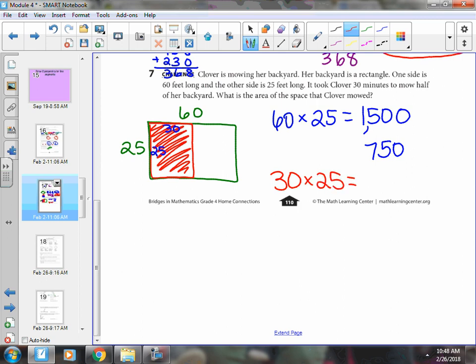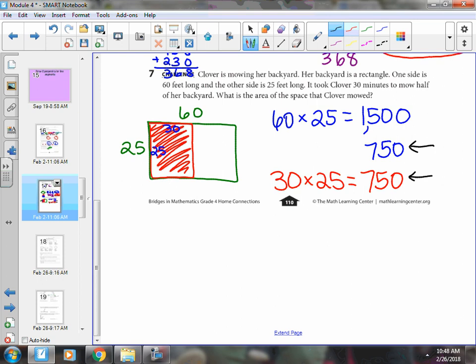So we're doing the exact same thing as what I did in blue, except now I don't have to cut it in half because I already cut it in half to begin with. 60 is a 30. Think 3 times 25. Think 3 quarters, right? 3 times 25 is 75. Add a 0. So either way, you get an answer of 750. So the area of the whole backyard is 1,500, but she mowed half the backyard, which is 750.